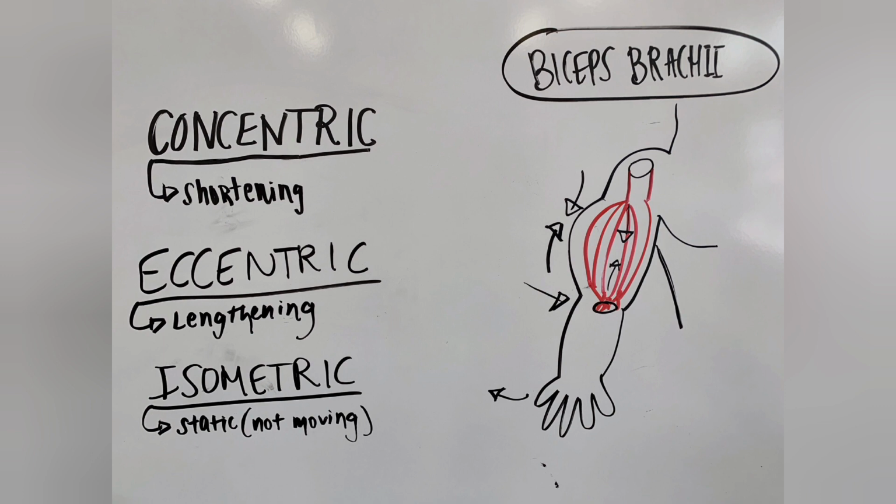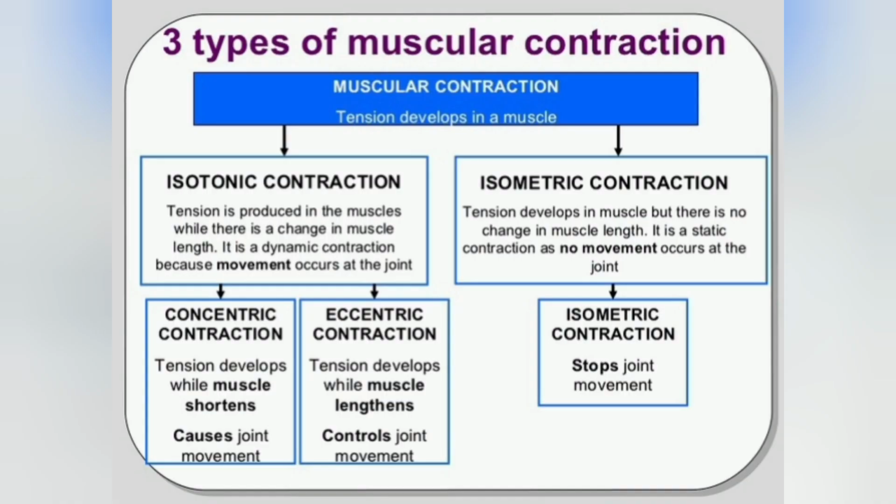Isometric: length is constant, like pushing an immobile object. No joint movement is there. Isotonic: force is constant and length changes, like bicep curls. When the muscle shortens, this is concentric. When the muscle lengthens, eccentric. Isokinetic is when muscle contraction occurs with constant speed. This is the best method to maximize strength.